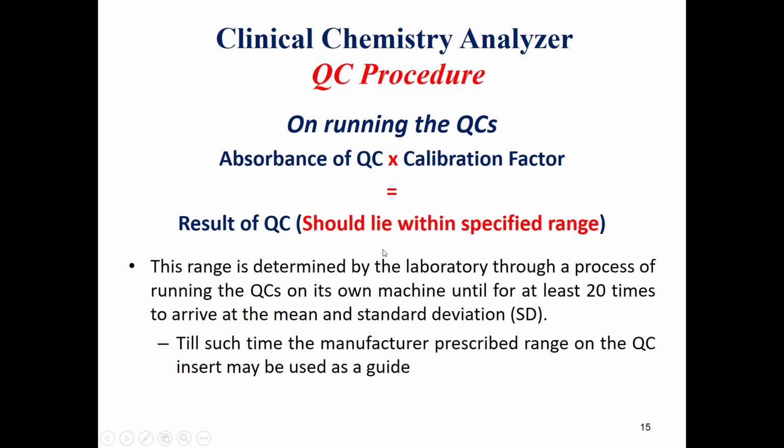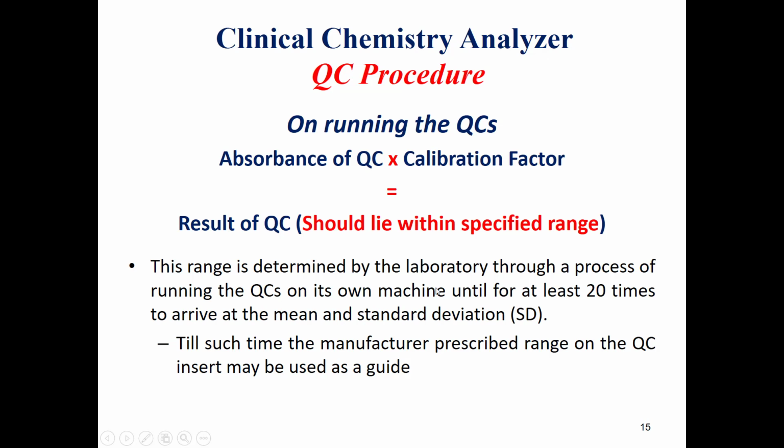Now we'll talk about the quality control procedure, or QC procedure. So in the running of the quality controls, the absorbance of the quality control will be measured and multiplied by the calibration factor, and we have the results of the quality control. As we said, this result should lie within a specified range and should be analyzed using software, and we'll talk about this in the statistics part.